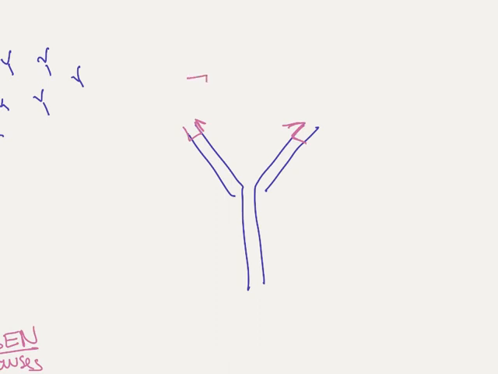Well, they've got two different regions. All of this down here is always the same. The only part that changes is the variable region. The variable region is called variable region because it is variable. So maybe it's looking for something like this. And so it's just going to happen to find an antigen that has exactly the same shape.